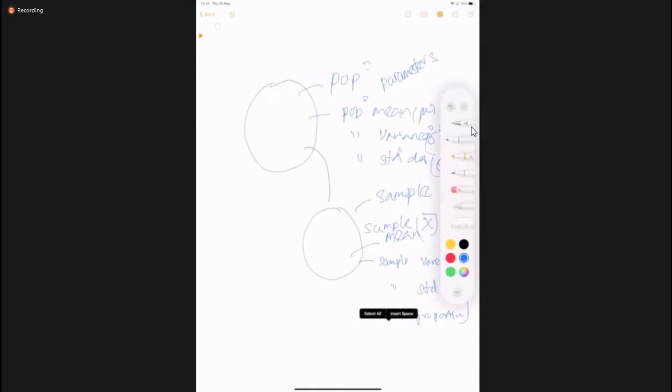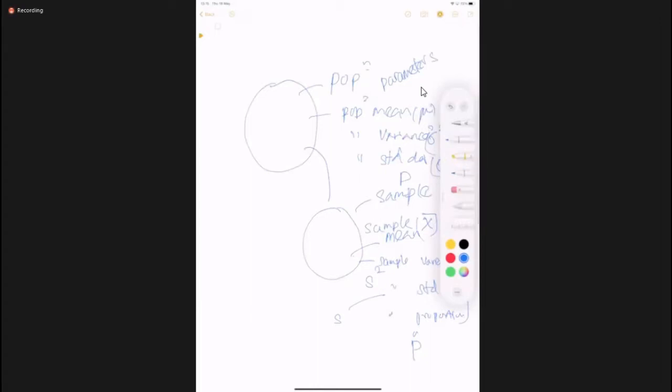Then what is the symbol for sample variance? Yesterday, I told you. The symbol for sample variance is S squared. Sample standard deviation is S. If we find the sample proportion, we use P hat. If we find the population proportion, we use capital P. Yes, some of you have given answers. They are correct. Thank you.